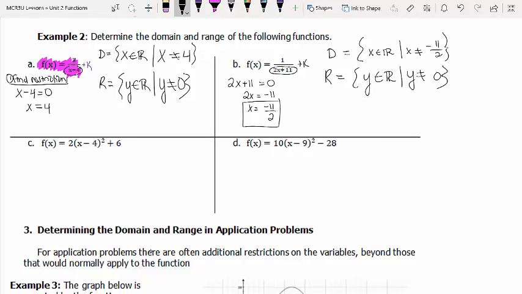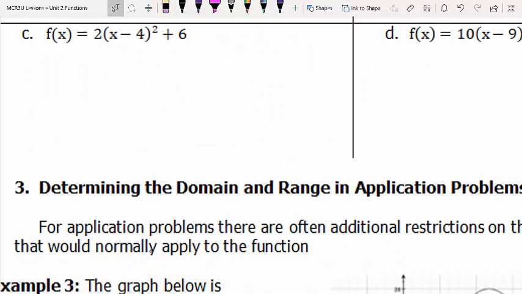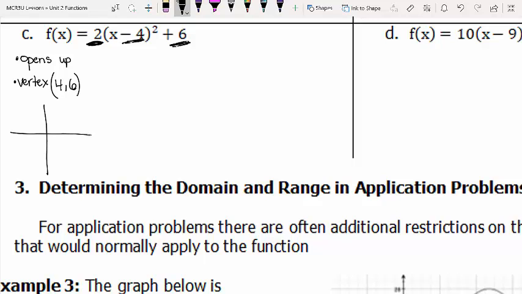Okay, let's figure out the domain and range of parts C and D. These are both quadratic functions. To figure out the domain and range of a quadratic, it's important that you know the direction of its opening and where its vertex is. This function opens up because the a value is positive, and its vertex is located at (4, 6). You can draw yourself a quick sketch just so you can visualize. There's the vertex and it opens up.